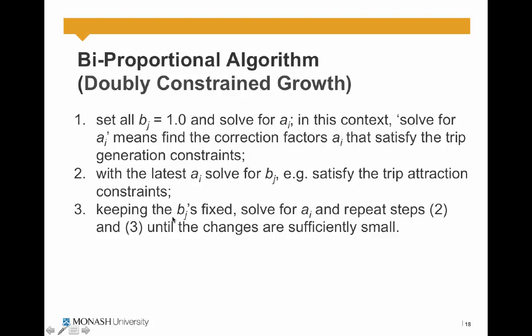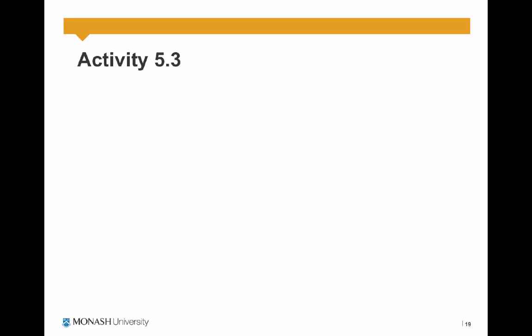And in the last step, we keep the Bj's fixed, we solve for Ai, and we repeat steps 2 and 3 until we reach a convergence, or in other words, the changes that we observe in the problem solution are sufficiently small. To better understand how this biproportional algorithm in the doubly constrained growth factor method works, please have a look at activity 5.3.